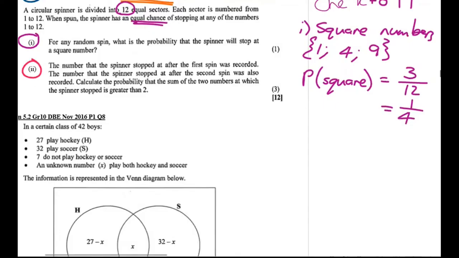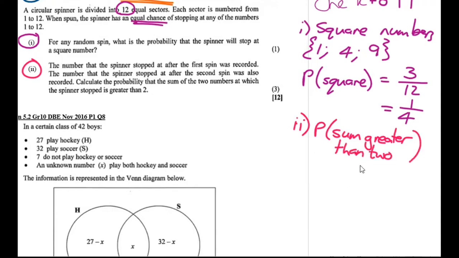The next question says, the number that the spinner stopped at after the first spin was recorded. The number that the spinner stopped at after the second spin was also recorded. Calculate the probability that the sum of the 2 numbers at which the spinner stopped is greater than 2. So let's all think about the probability of the sum being greater than 2. Monique, do you have any ideas on that one?